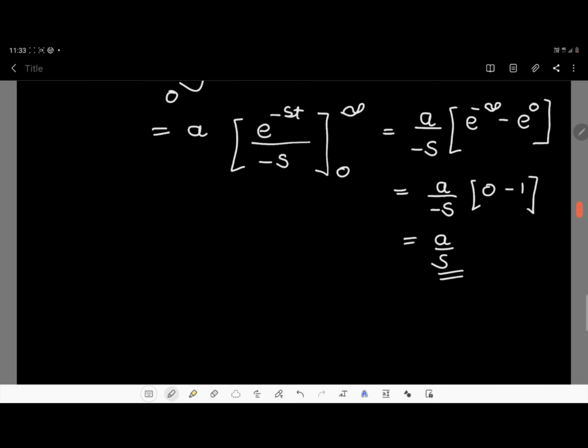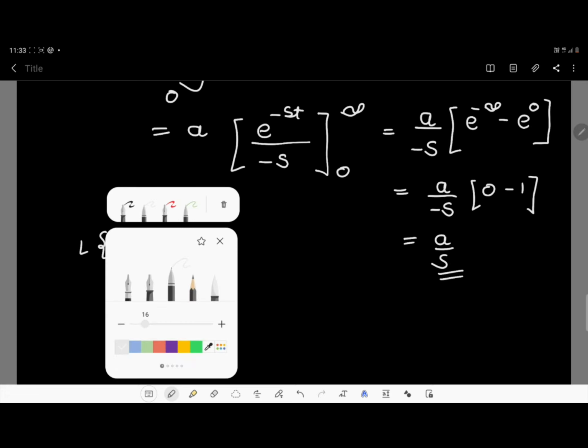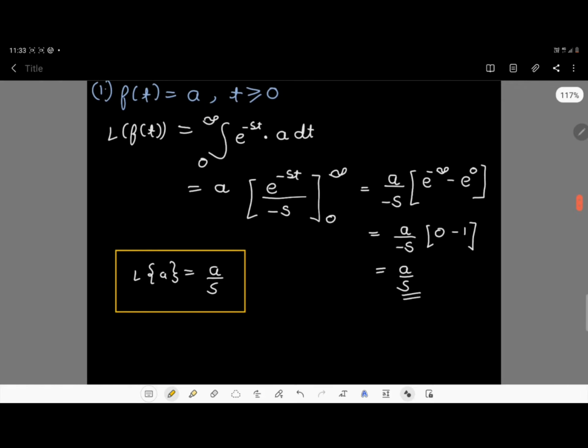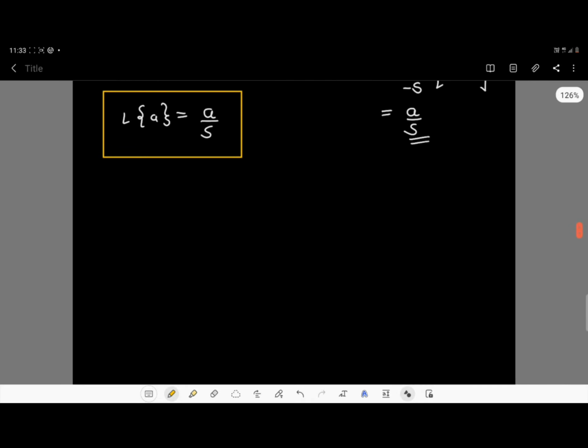Hence Laplace transform of a is equal to a by s. Okay, I'll put it in a box. Yes, so this was your first question. Okay, now we will take the second question. I'll write down the question. Yes. Now, question number 2.